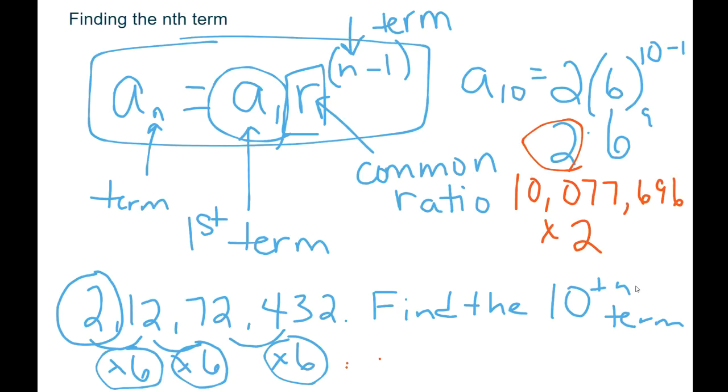And again, you could just keep going down here and do times 6, times 6, times 6. But this formula is nice if you don't want to have to type all of that in. So that's finding the nth term, which means I could give you any term. Find the 10th term, find the 6th term, find the 5th term. So a sub 1 is the first number in your pattern, and the r is the common ratio.